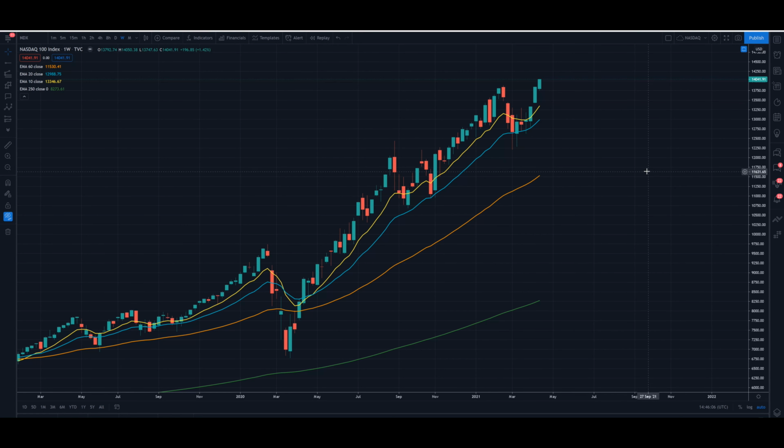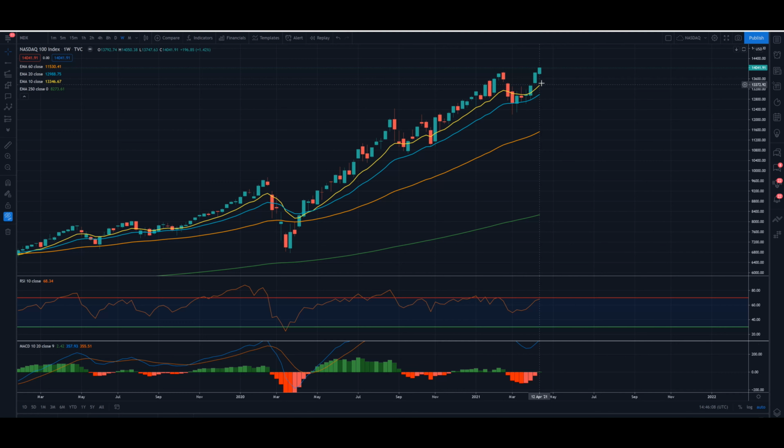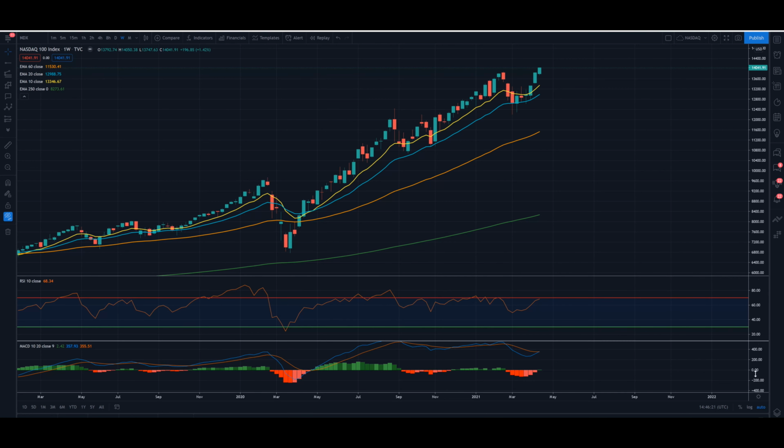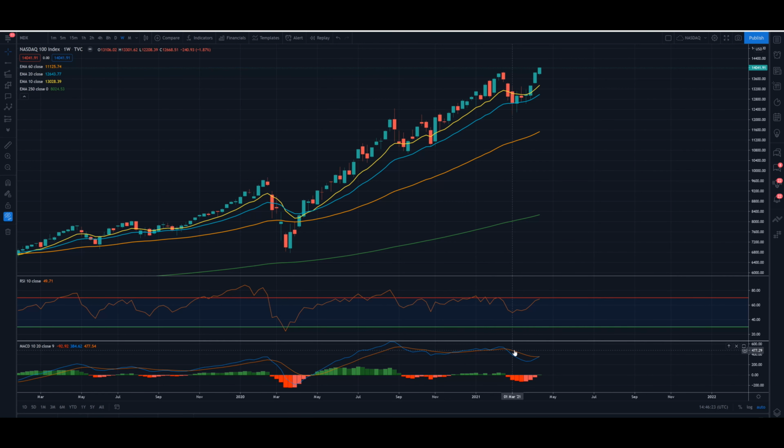We have 4 exponential moving averages on the chart here. 10 in yellow, 20 in blue, 60 in orange, 250 in green. We have an RSI set to a 10 close with the green 30 level representing oversold and the red 70 level representing overbought. We have a MACD with a 10 for the short term moving average in blue and a 20 for the long term moving average in orange.